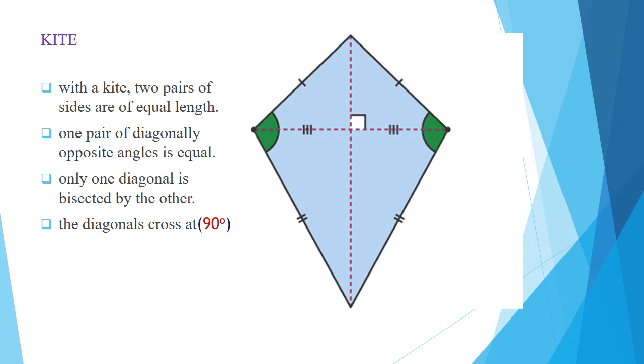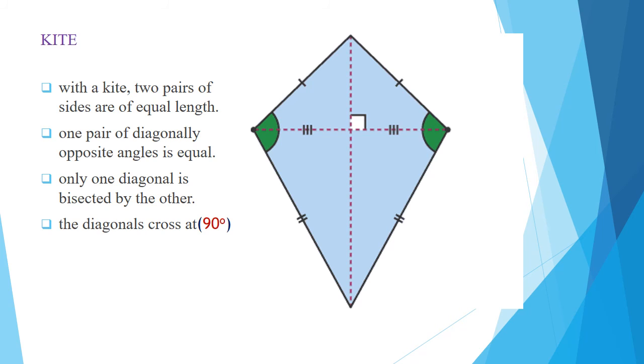So with kite, two pairs of sides are of equal length. So that's what we said. So that's what is indicated by the single short dashes, showing that those two sides are equal in length. Then when you come beneath, the sides which has been indicated by two short dashes are also equal in length. So that's how kites are. So kites are such that two of their sides are equal in length, and the remaining two sides are also equal in length.